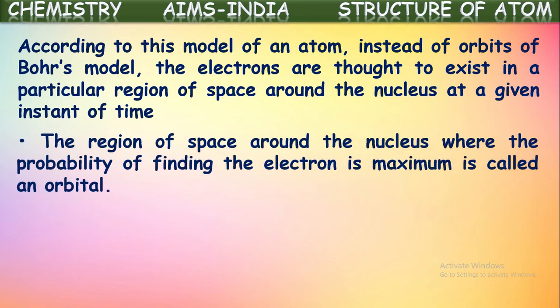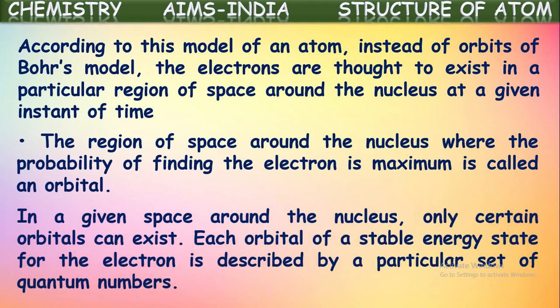The region of space around the nucleus where the probability of finding the electron is maximum is called an orbital. So in his model, Schrödinger considered a particular region where the probability of finding the electron is maximum, instead of a particular position.